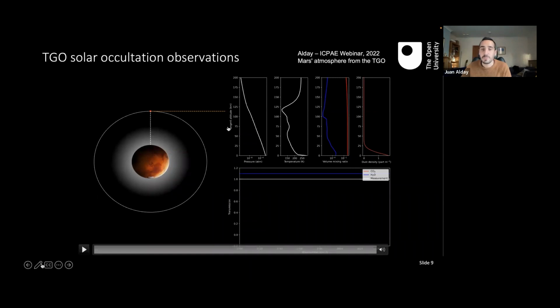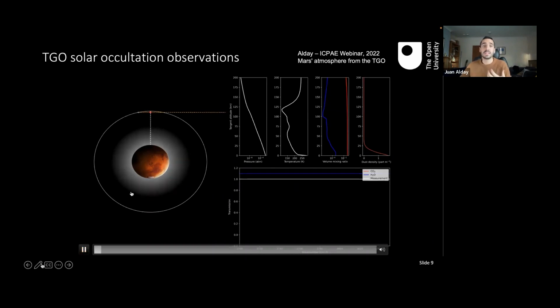Here, what you can see, I took some profiles from the Mars Climate Database as a function of altitude. So this is the pressure, the temperature, the volume mixing ratios of carbon dioxide in red and of water in blue, and then the dust abundance. And here you will be seeing the spectra that we measure with the instruments on the Trace Gas Orbiter.